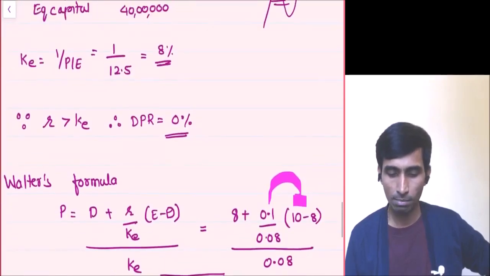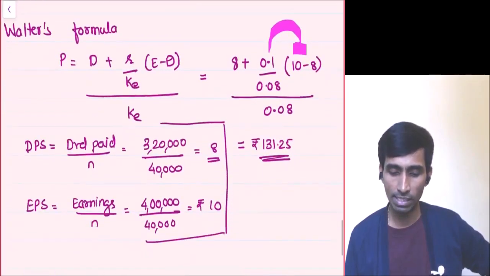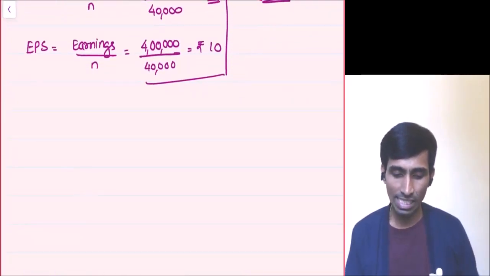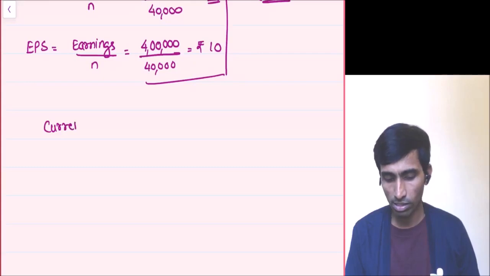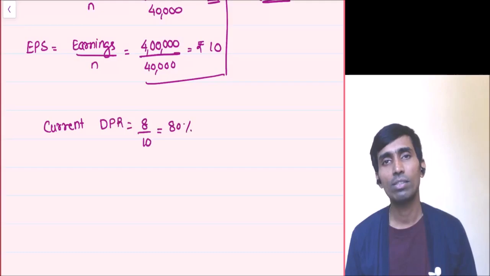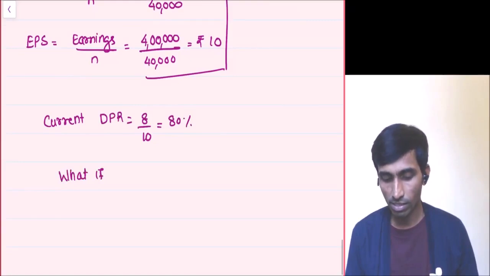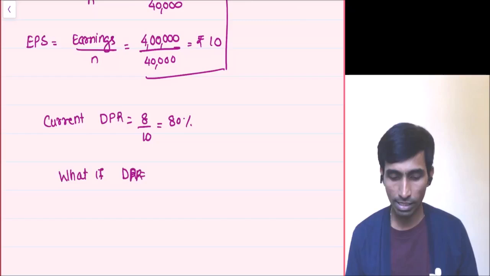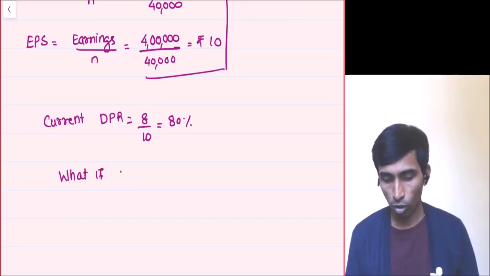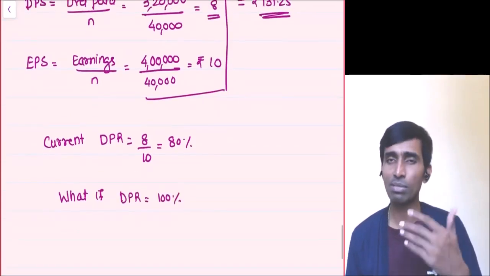If you check here, my conclusion was 0% dividend payout. Now currently they are paying a dividend; I'm just cross verifying, not required. The current dividend payout ratio is 8 upon 10, that is 80%. Now what if the dividend payout ratio is 100%? If it is 100%, it means I'll pay the full dividend.